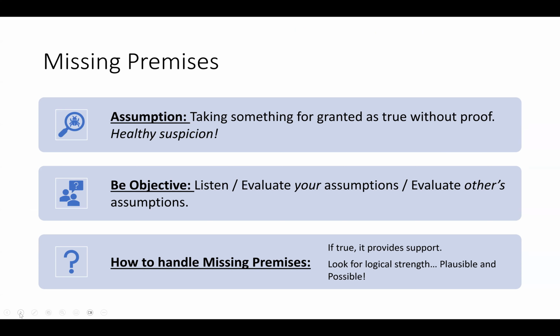Do your assumptions hold up? Do they align with the rest of the story or the argument? Do your assumptions or the assumptions of others contain any bias? When you arrive at the missing premise, if it's true, it provides support. Always look for logical strength. It must be plausible and possible.